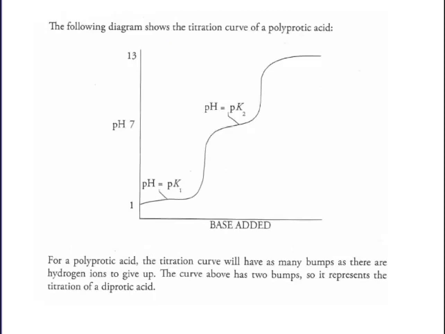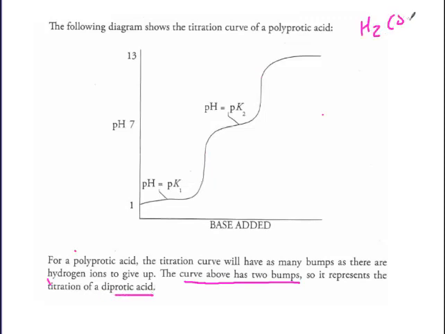You'll need to be able to interpret polyprotic graphs. You don't have to be able to do any calculations involving a polyprotic graph, but you do need to know how many hydrogens the acid had and some key points along the way. So the first thing, this curve has two bumps. In other words, I have two equivalence points. Since I have two equivalence points, this must have two hydrogens, or is a diprotic acid.